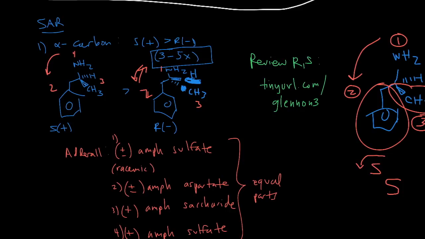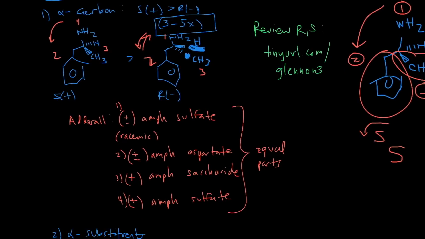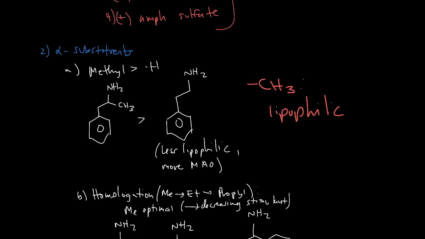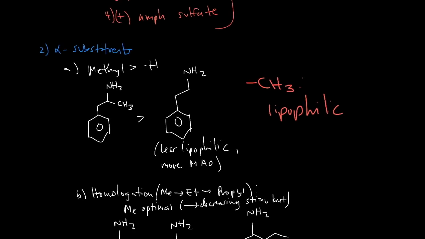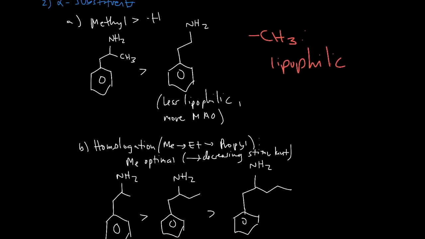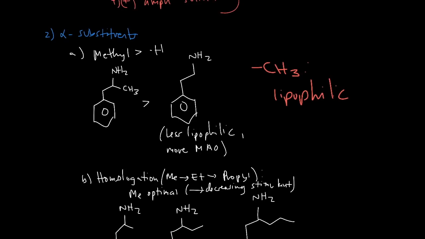Adderall is made up of all these little boogers. Let's see. Alpha substituent. Methyl is more potent. The alpha methyl is more potent than no methyl at all. Why? Because methyl is lipophilic. Also, it is less susceptible to MAO if you add an alpha methyl group, because remember, MAO prefers nothing to have anything in the alpha methyl position.